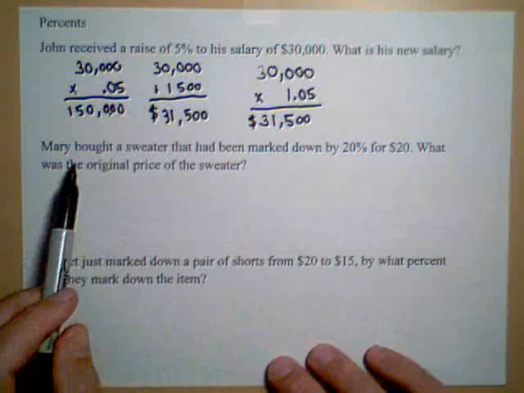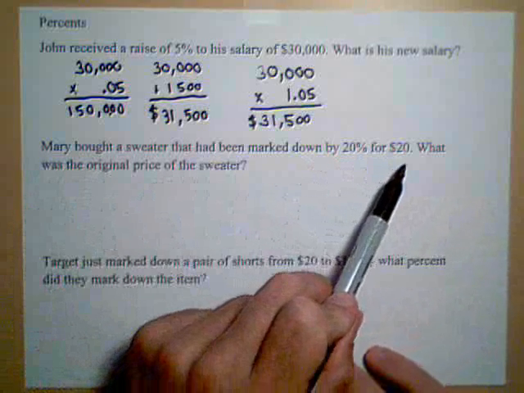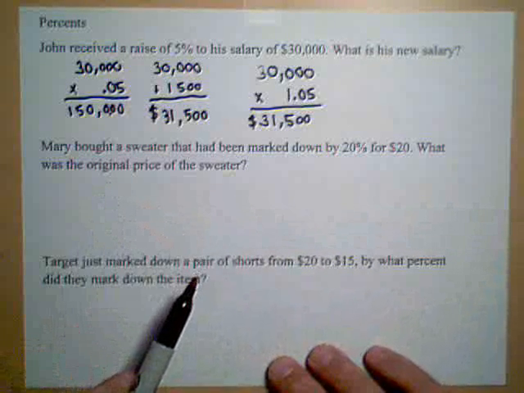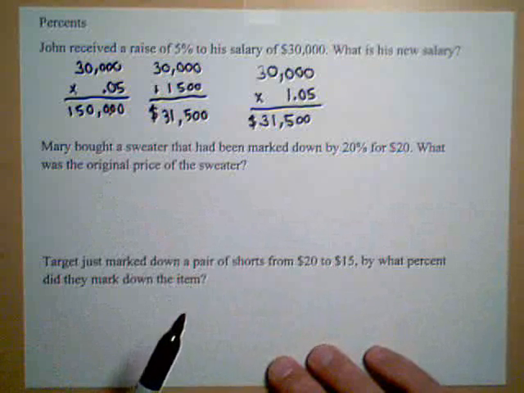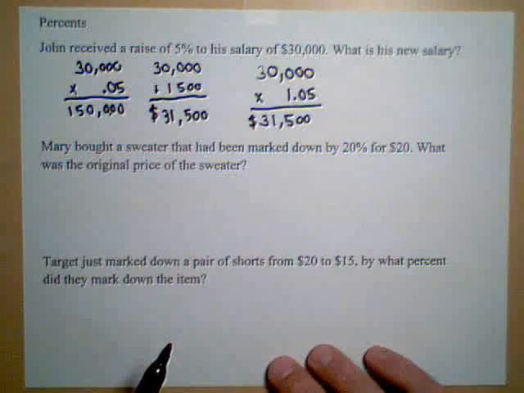Now, let's look at the next problem. Mary bought a sweater that had been marked down by 20% for $20. What was the original price of the sweater? Again, there's a couple different ways that we can go about this one. I'm going to show you one using a variable.